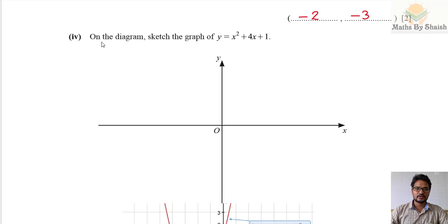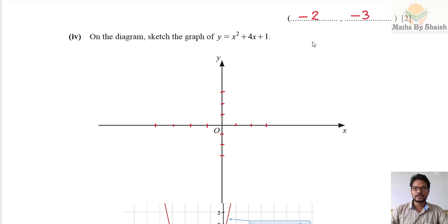Fourth part: on the diagram, sketch the graph of this. From the previous parts, in the third part we got the minimum point as (-2, -3). So we mark the axes, 1, 2, 3, and so on, and minus 1, minus 2, minus 3, minus 4, and here minus 1, minus 2, minus 3 and 1, 2, 3. They should be equally spaced.